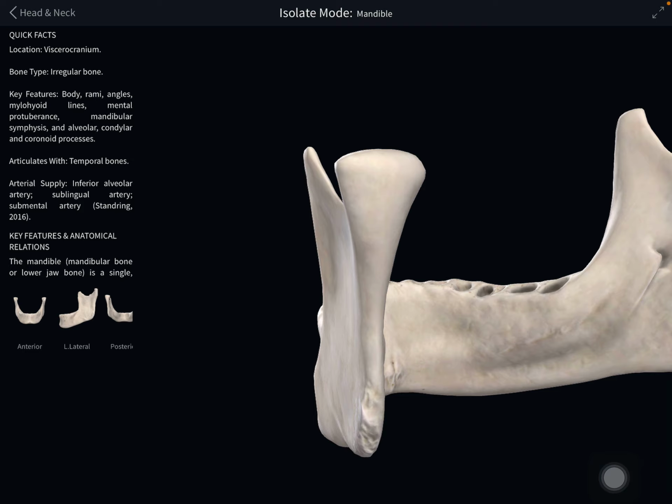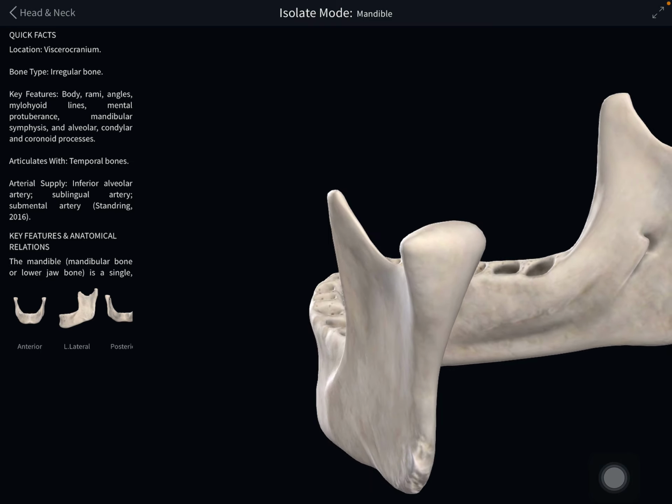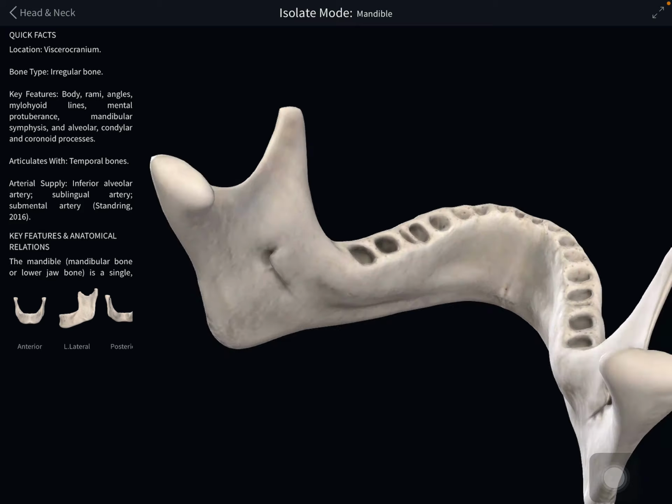Immediately posterior to the last molar tooth on the medial upper surface of the body of the mandible is a small triangular depression, that is the retromolar triangle. The pterygomandibular raphe attaches just medial to the apex of the triangle and extends from here to the tip of the pterygoid hamulus. So that is about the details of the body of the mandible.